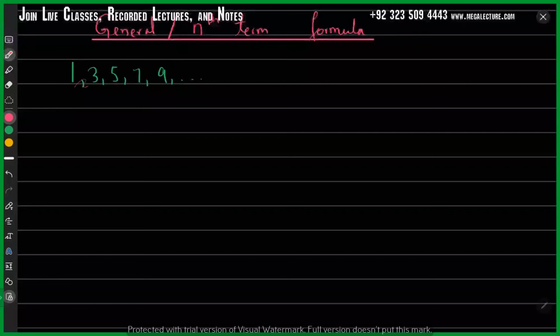The first term is 1. The next term is 3. And we are adding positive 2 to get the next term. Again, we are adding positive 2 to get the next term. Again, we are adding positive 2 to get the next term. This time around, we are adding the same number to get the next one. So we have a common difference.